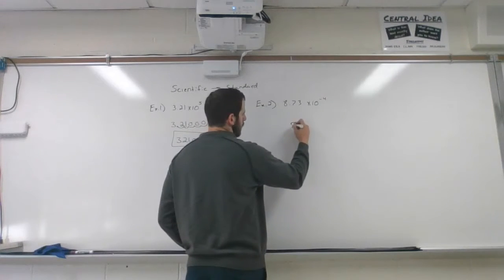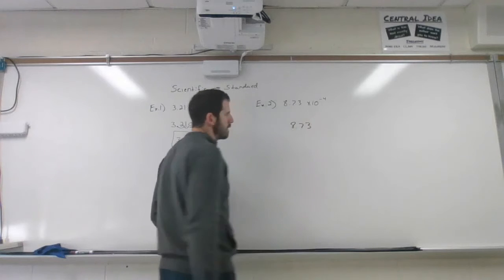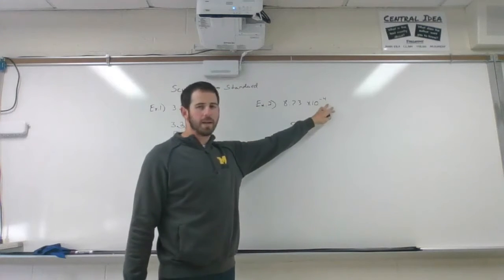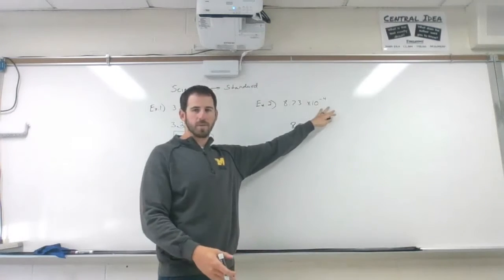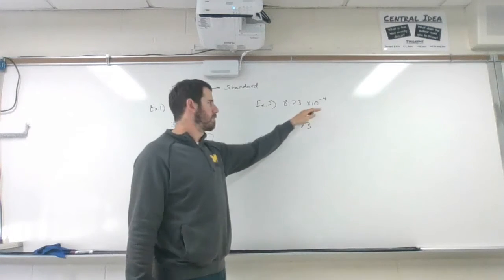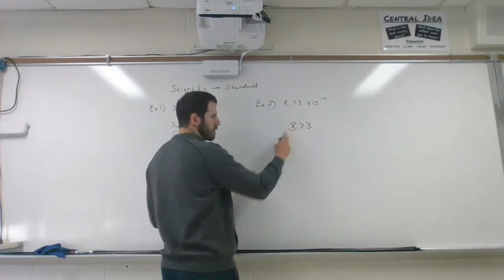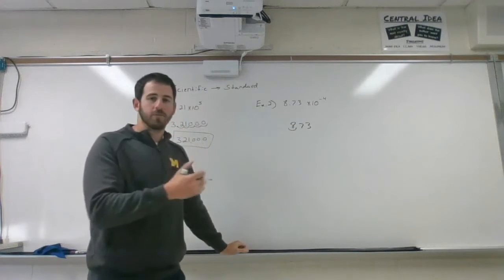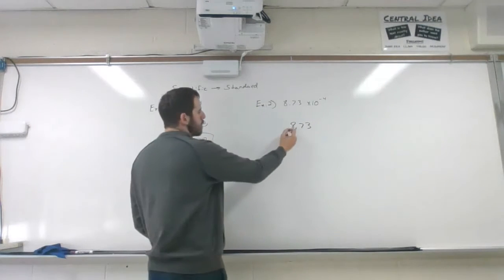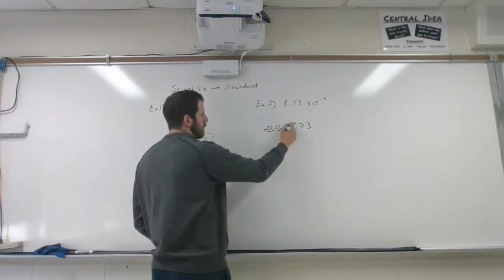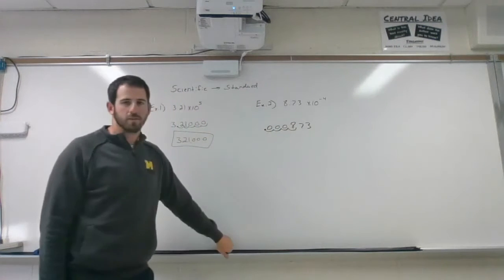Okay, example 2. Rewrite the number, 8.73. And we're going to move this one 4 times. However, it's a negative, so we need to make a small number. Negative exponent, small number. Okay, so I'm going to move it 4 times. I move it once to the other side of the 8. Again, not just adding 4 zeros. And then I need to move it 3 more times. I plug in my zeros.